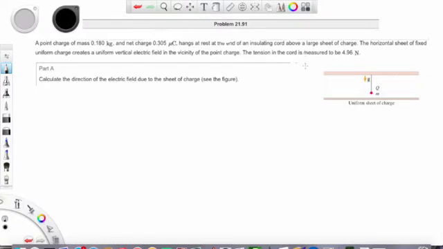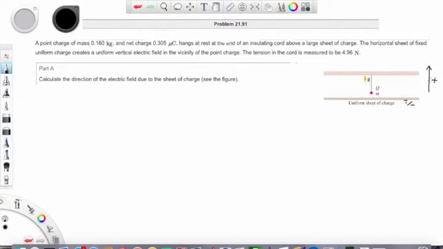21.91 is another electrostatic problem with hanging masses. First, let's define our positive direction to be upwards. The thing is that we don't know the sign of this sheet of charge. It can be positive or it can be negative. So just to be consistent, it's always a great idea to define a positive direction and stick to that.